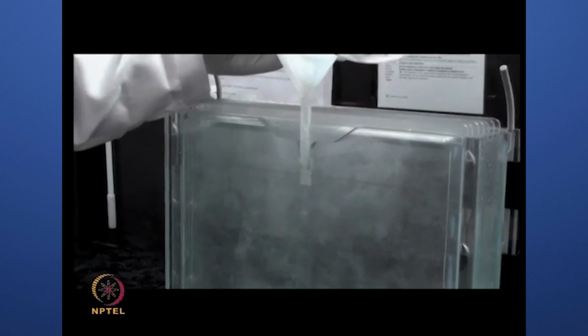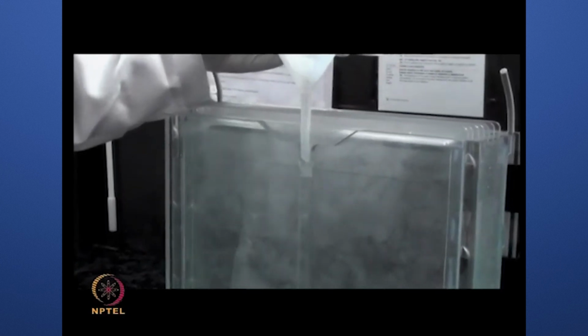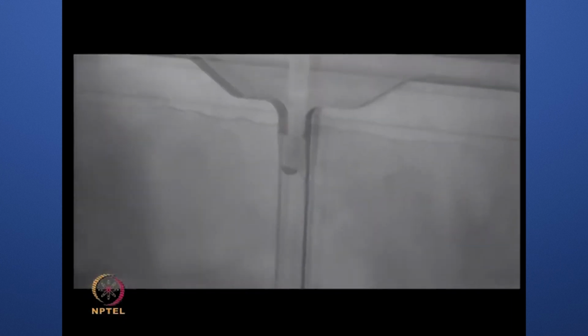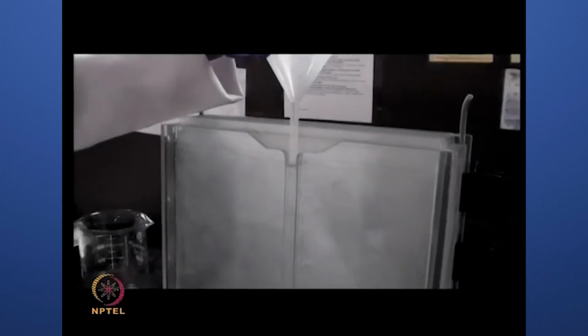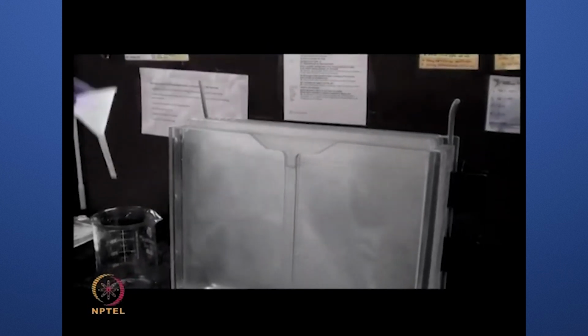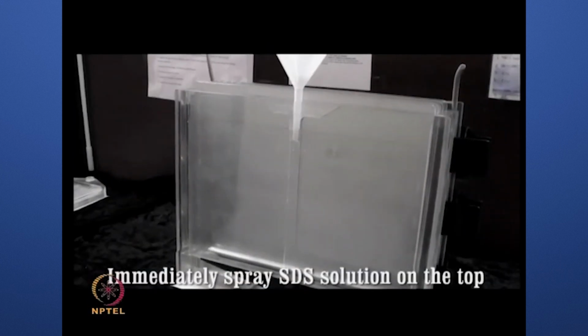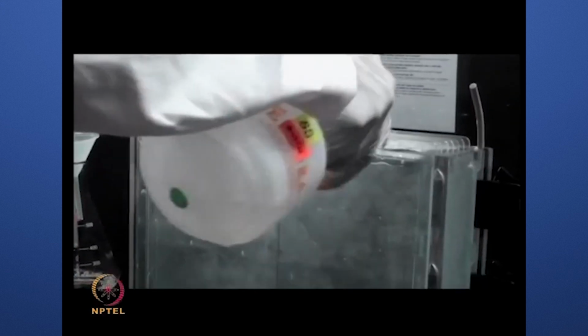APS acts as a free radical generator, while TEMED functions as a catalyst for the polymerization reaction. Ensure that the solution spreads evenly such that the top edge of the gel is uniform. Allow the solution to stand for polymerization to occur, and spray a solution of SDS across the top to ensure that the gel does not become dry.